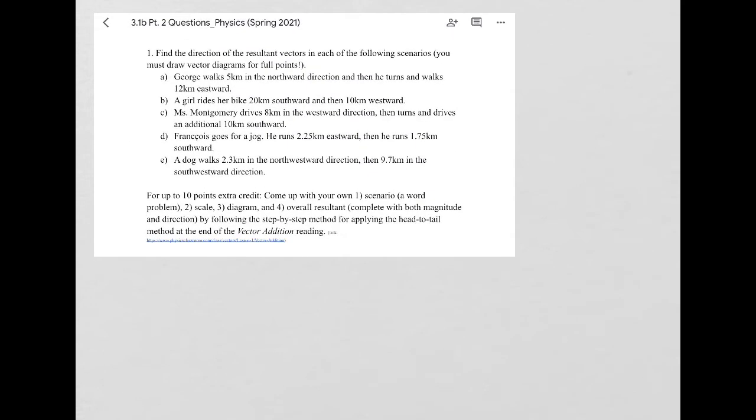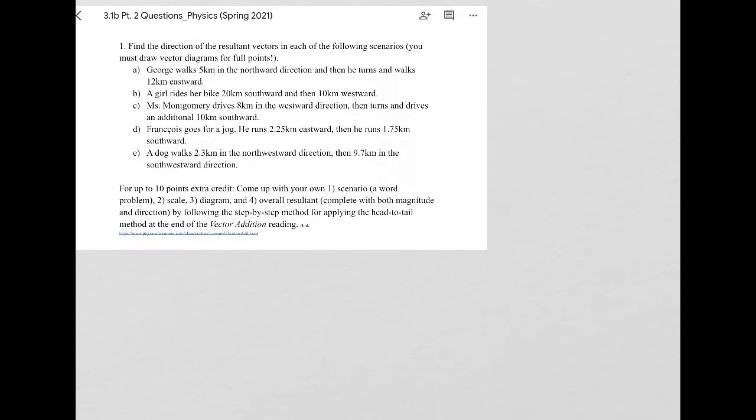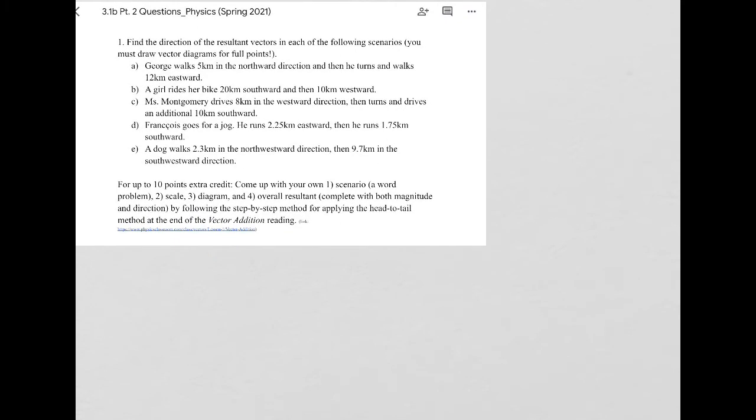All right, Wednesday's assignment says to find the direction of the resultant vectors in each of the following scenarios. You must draw vector diagrams for full points. So find the direction of the resultant. We're going to have to use the trigonometric method for each of these.